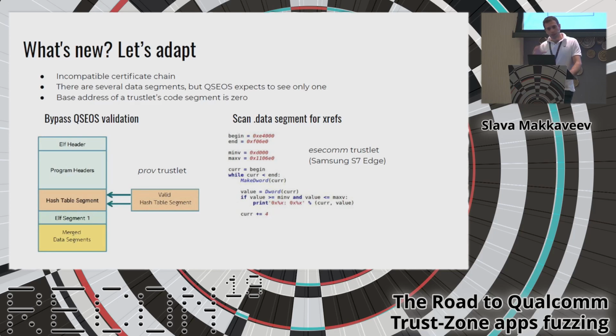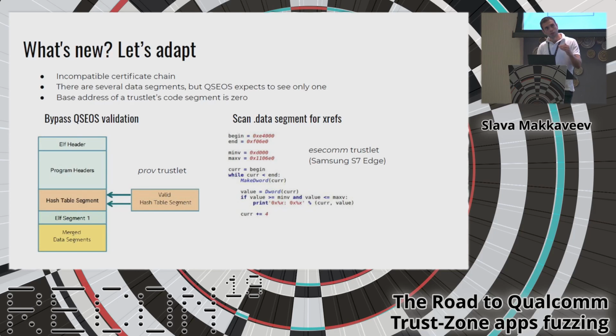First of all, the certificate chain of an external trustlet could be incompatible, and in this case, I just replace the hash table segment of the external trustlet with a suitable one, extracted, for example, from a proof trustlet from the Nexus device. Modern trustlets could contain several data segments, but Nexus-related QC expects to see only one. In this case, I just merge all data segments into one, and that's it.